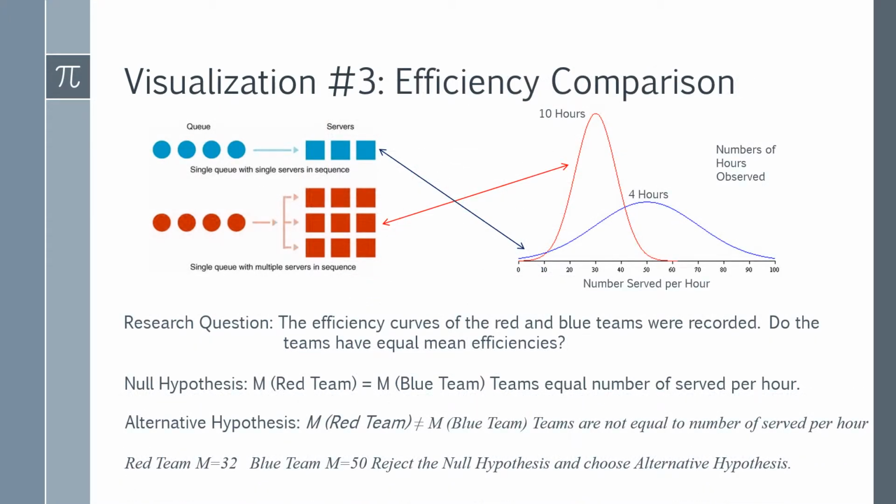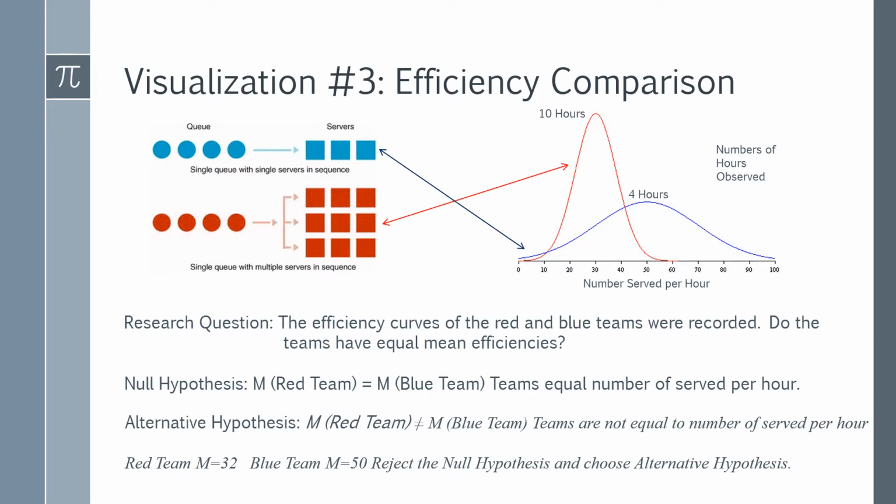So here we have visualization number 3, which is efficiency comparison. Where again we're going to look at two different teams here, or efficiency curves of the red team and the blue team, and how many number served per hour, and then how many hours that they were watched. So we look at our question. The efficiency curves of the red and blue teams were recorded; do the teams have equal mean efficiencies?